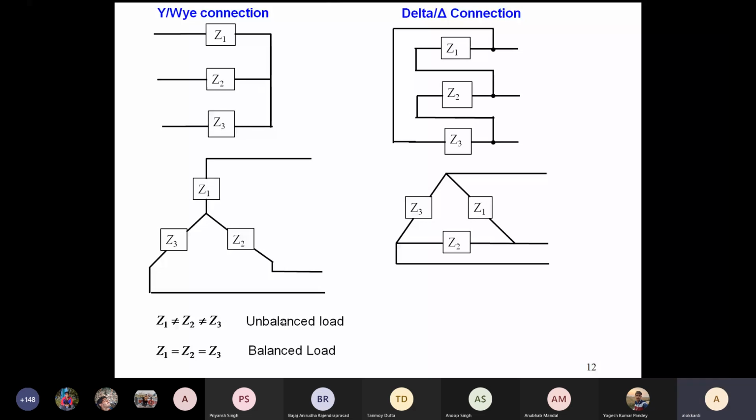Sir, Z1, Z2 and Z3 are the impedances of the coils of the three-phase AC generator?